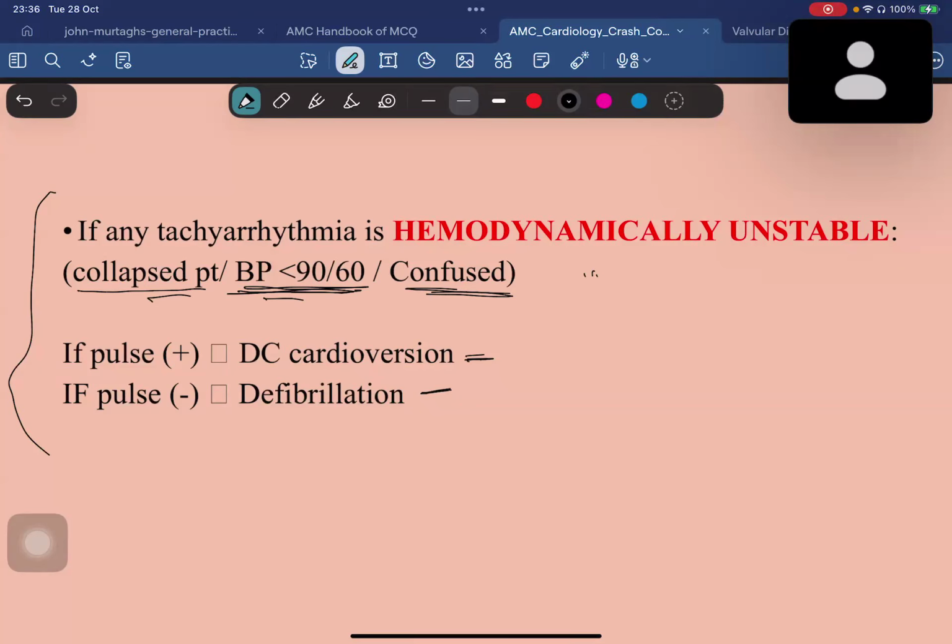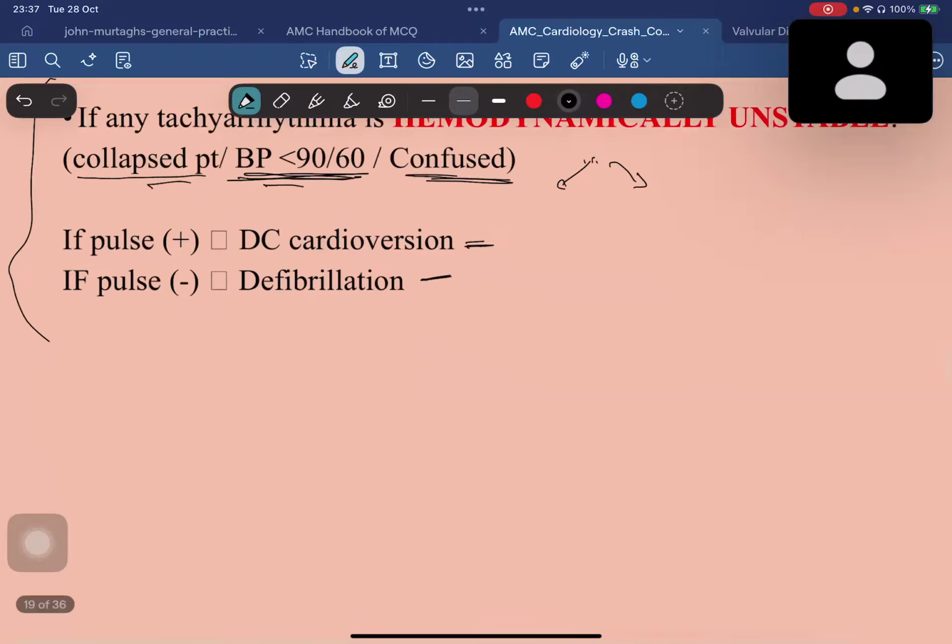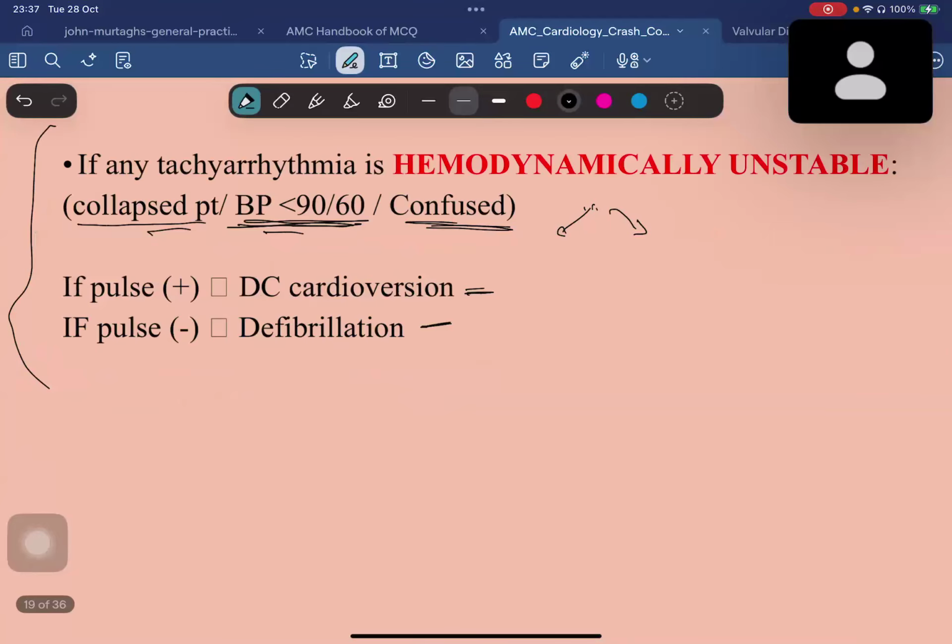I think you will come across this when you're doing a lot of AMBOSS cardiology questions. We'll try and do as much as we can next Saturday, so you'll realize then. Even in that case, you will quickly check if this patient has a pulse or not. If pulse is present, you would go for DC cardioversion. And if pulse is absent, you would defibrillate this patient. So that is a very important point, and you'll see how many questions you can do with just that point.